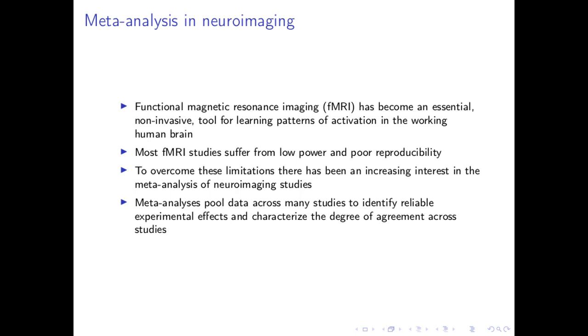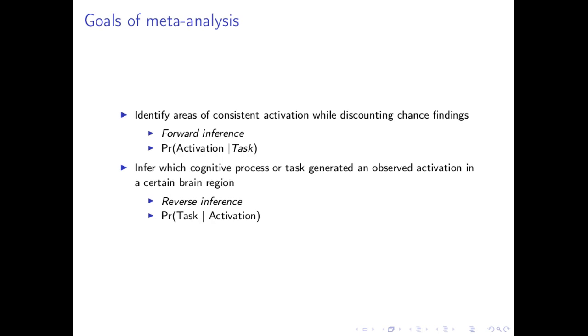To overcome the limitations that affect single fMRI experiments, there has been an increased interest in meta-analysis. We try to combine similar but independent studies to investigate the degree of agreement and try to find consistent results. The goals of a meta-analysis are twofold. I would say the main one is so-called forward inference. We want to combine different studies that investigate similar processes and find consistent areas of activation in the brain, and we want to discount chance findings. In probability terms, we frame it as trying to estimate the probability of activation given a certain task. We know that the neuroimaging experiment looked at a particular task.